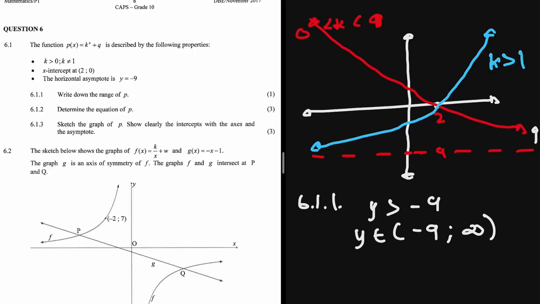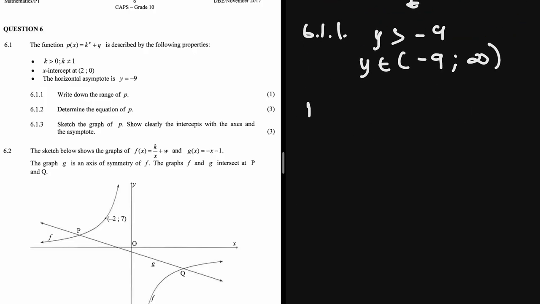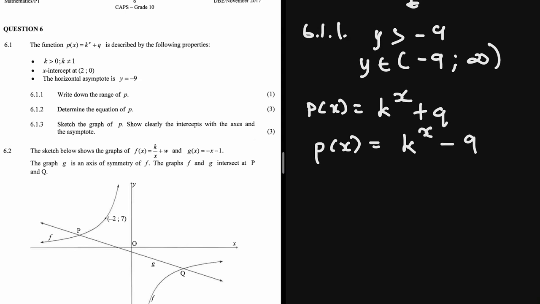Okay. And then they also say determine the equation of p. But how do we determine the equation of p? So remember, p at x is given as k to the power of x plus q. And then they already gave us the asymptote. So that means the asymptote is the value of q. So we can just substitute our asymptote here. We're going to say p at x is equal to k to the power of x, and our asymptote is -9.